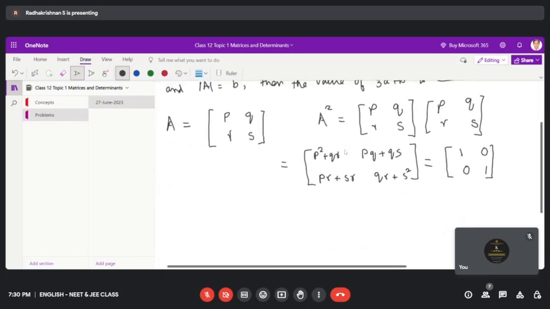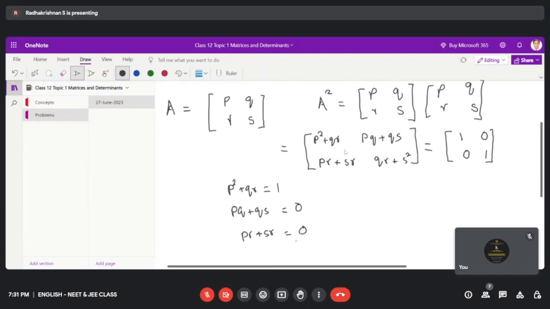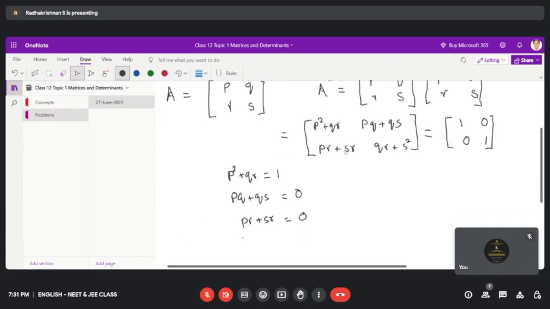So from this, what can you say? P square plus QR equal to 1. P equal to minus S. So PQ plus QS equal to 0. PR plus SR equal to 0. QR plus S square equal to 1.